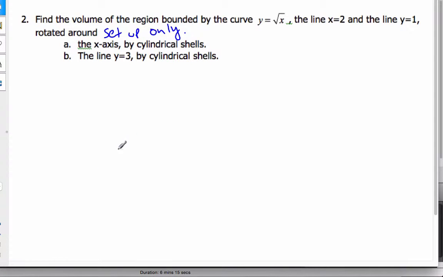Okay, so we're going to find the volume created by y equals root x, the line x equals 2 and y equals 1, rotated around the x-axis by cylindrical shells, and I only want to do the setup. In order to do this, a diagram will really help a lot.